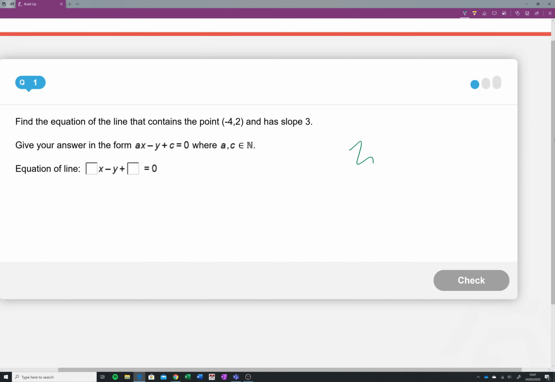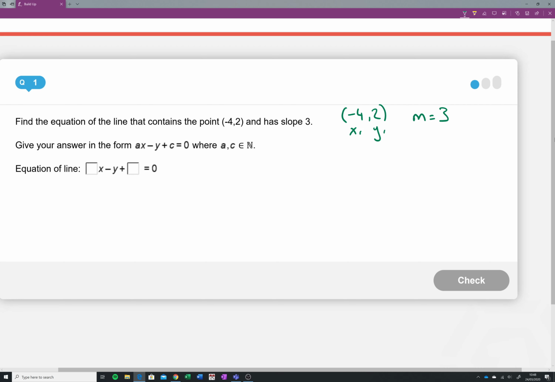I think I can write on the screen. We'll see if I can in a second. Yeah, I can indeed. So let's have a little look at that one, because you may have forgotten this as we go along. There's a particular formula. So first thing I would do is write down what is the point, (-4, 2). I'd label it x1, y1, and the slope is 3.